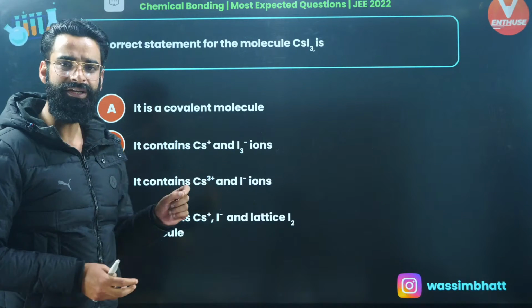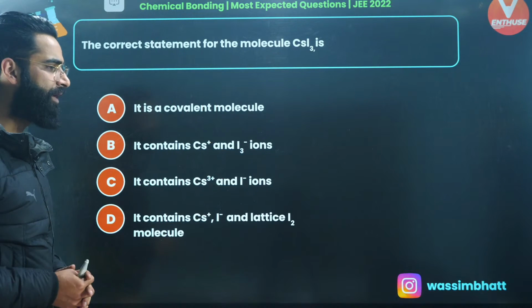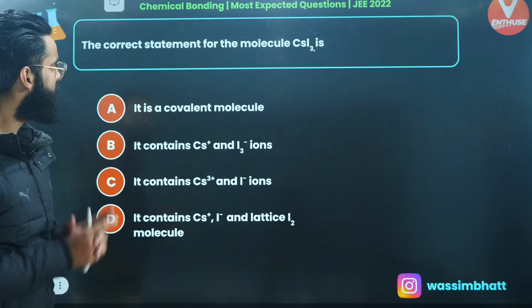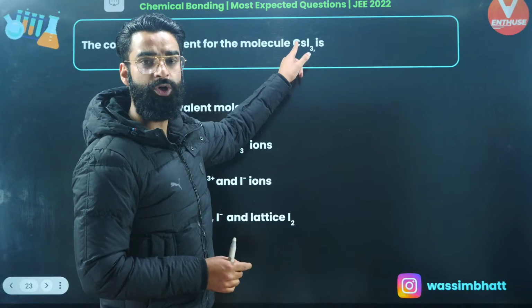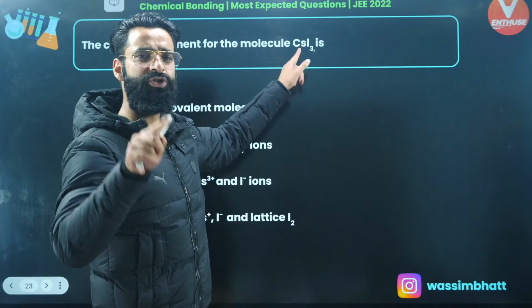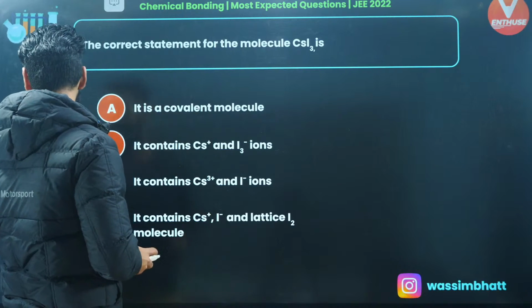This CsI3, it's purely an ionic compound, right? It's an ionic compound. It's not a covalent molecule. Point number 1. Point number 2, what kind of ions do you have over here? Basically, this cesium, it's a group first element. Group first elements always show the oxidation state of +1, right?